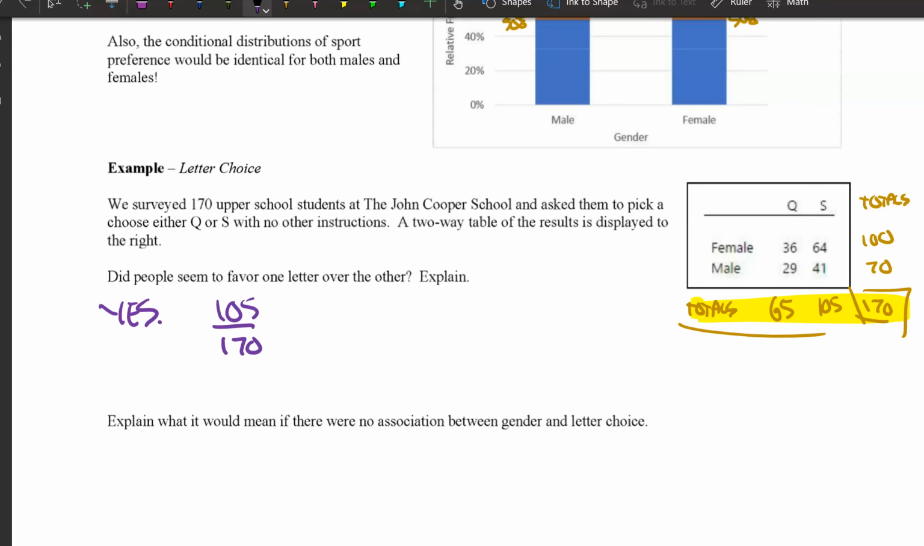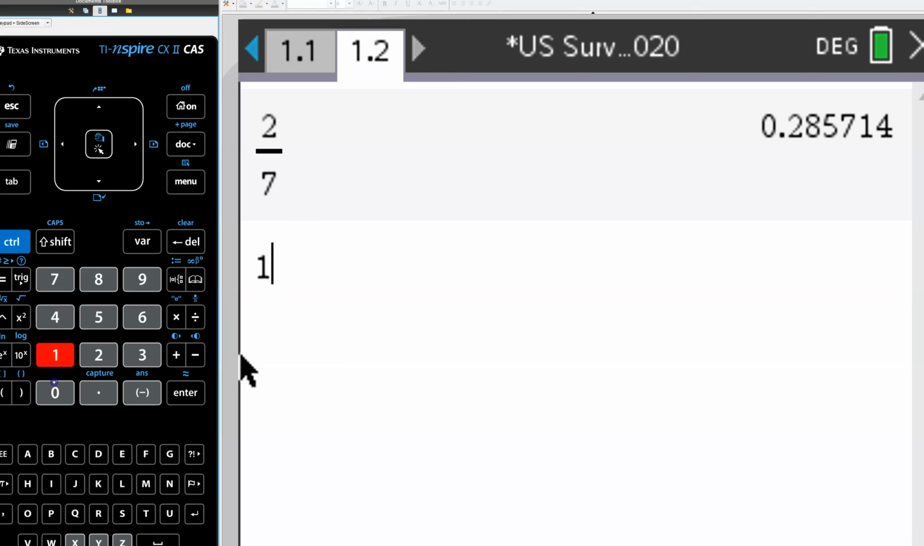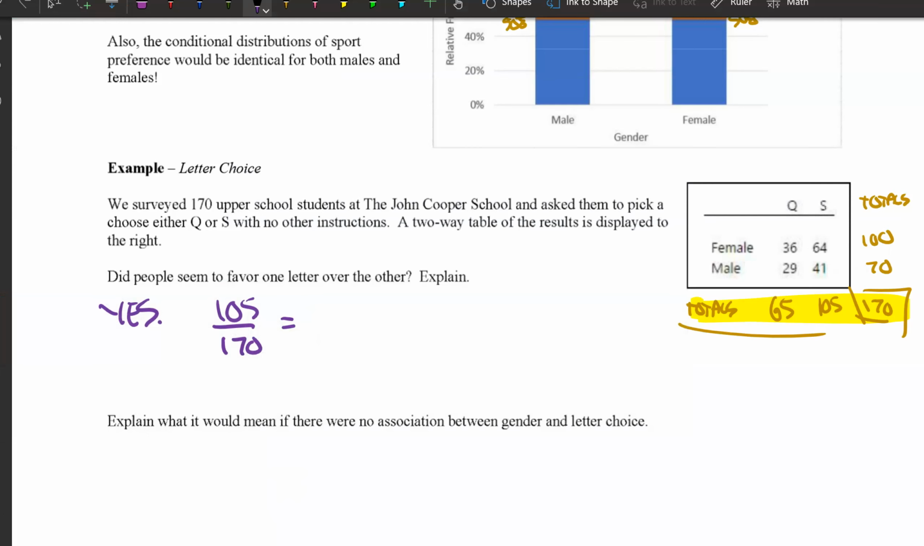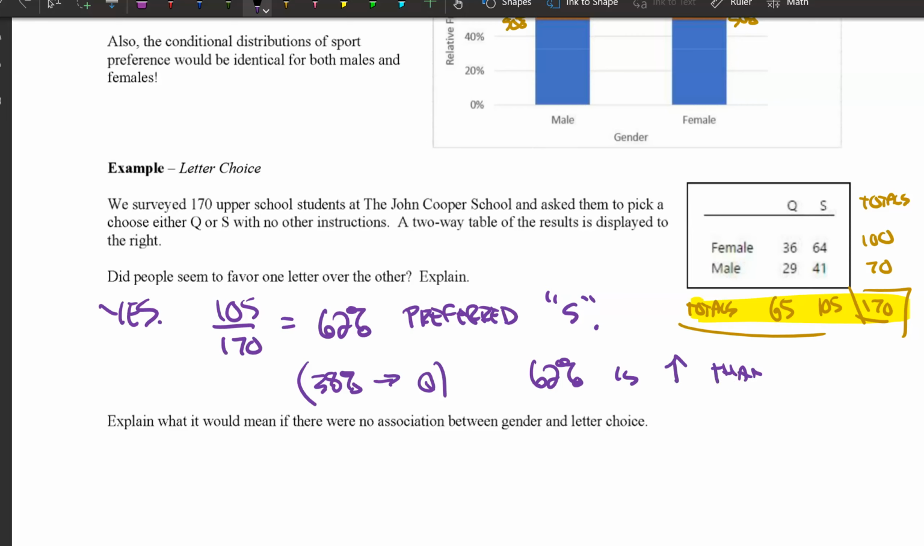105 out of 170, or 62%, preferred the letter S, meaning, I don't think you need to write this, but 38% preferred Q. So it looks like S was favored. Or you could say maybe S is more than half. 62% is more than 50%, I guess. I don't think you need to write that.